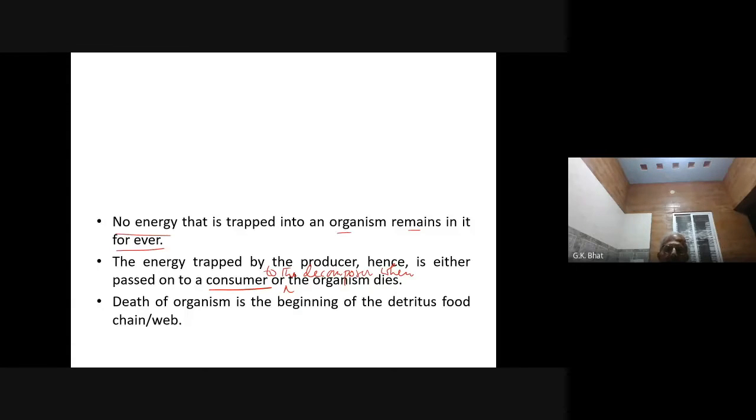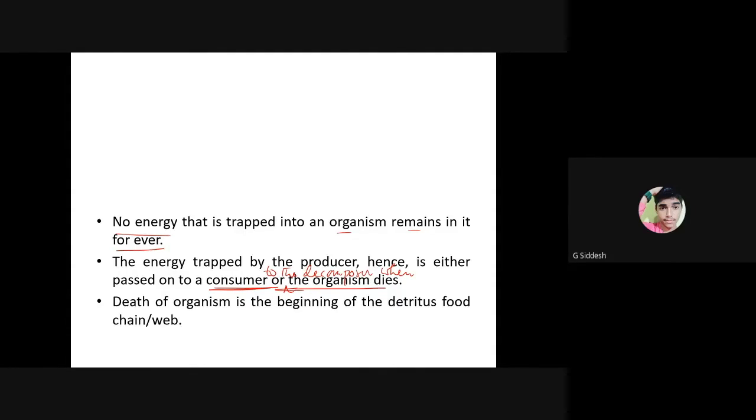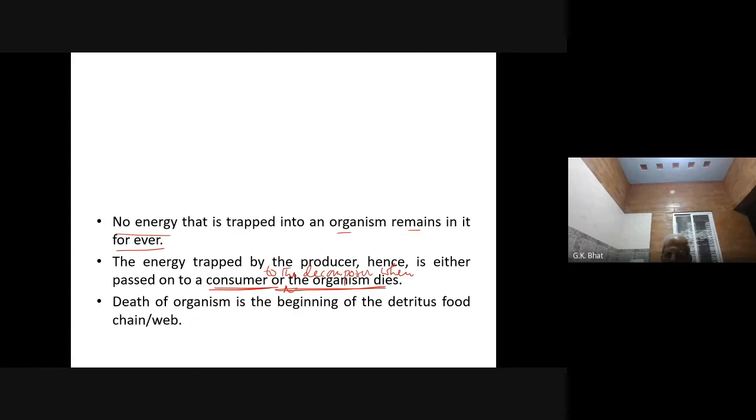Do you have anything, any word there in your book? Or is it like this only? Yes, sir, same like that. Does this sentence appear complete? The energy trapped by the producer is either passed on to a consumer or the organism dies. Does this sentence make any sense? No. So add here: passed on to a consumer or to the decomposer when the organism dies.